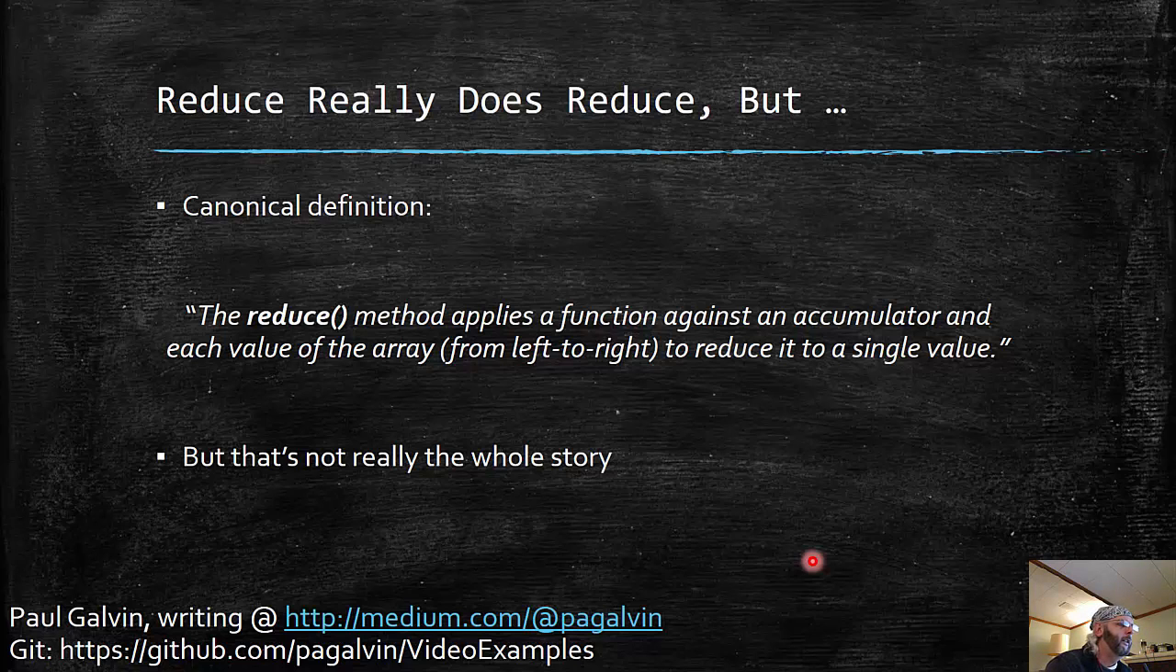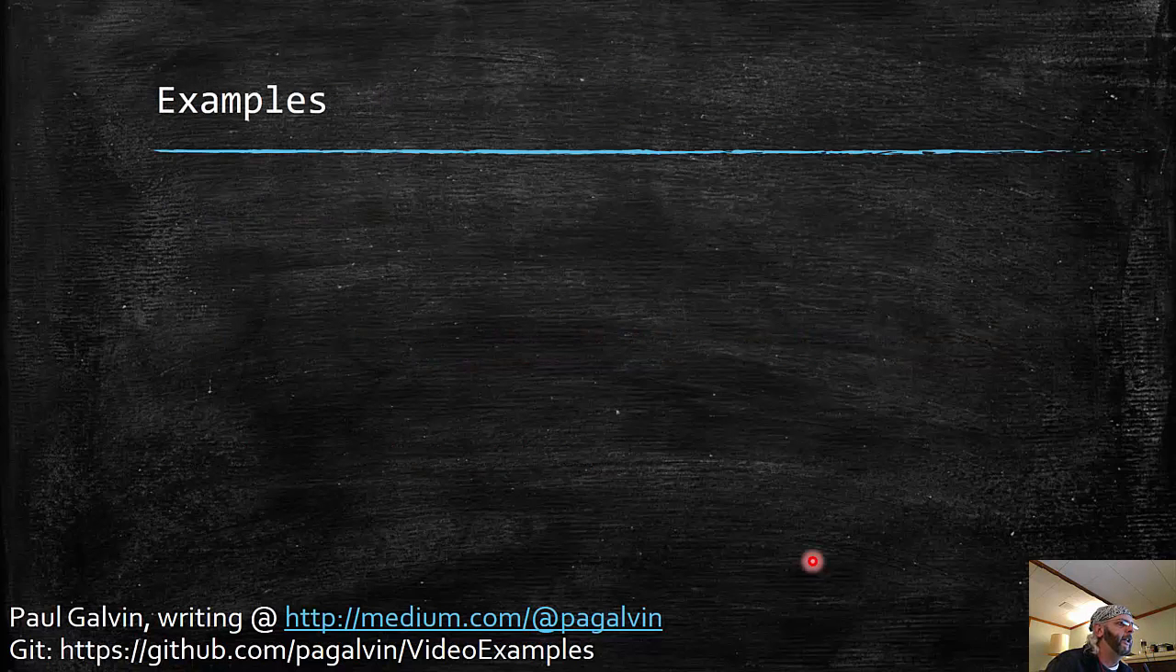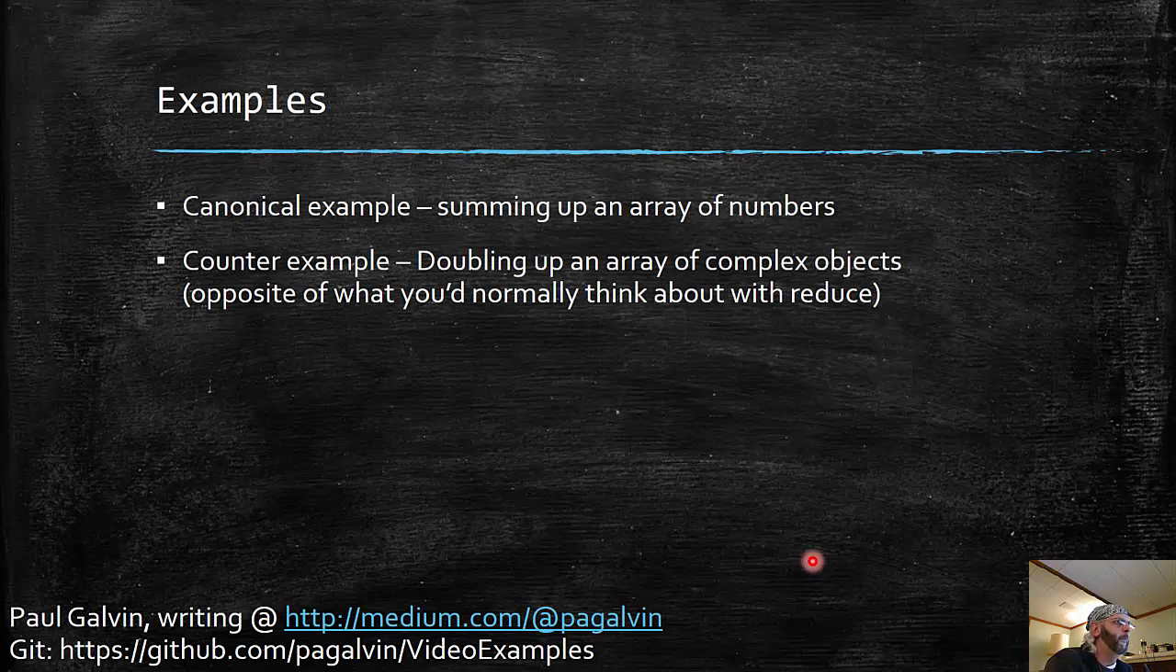So the part that I object to, and I object to it not because it's strictly wrong. In fact, it's not wrong. It's just that it creates this expectation in your head that, oh, well, I have to be reducing things down to a single value. And then, unfortunately, the standard example that people give, summing up an array of numbers, kind of firms up that perception, and I don't find that to be helpful.